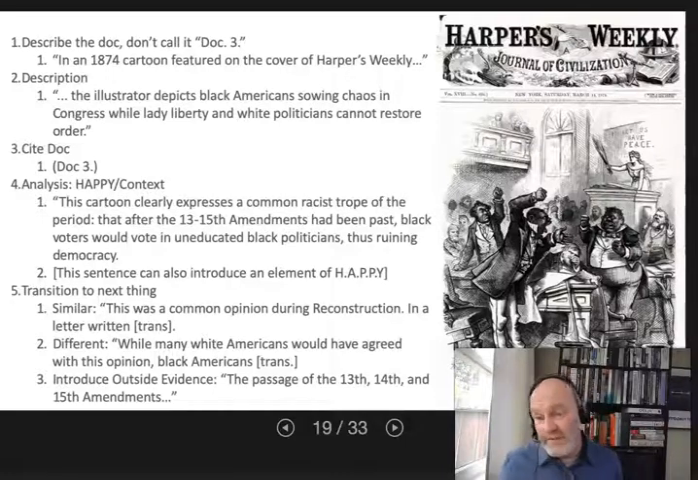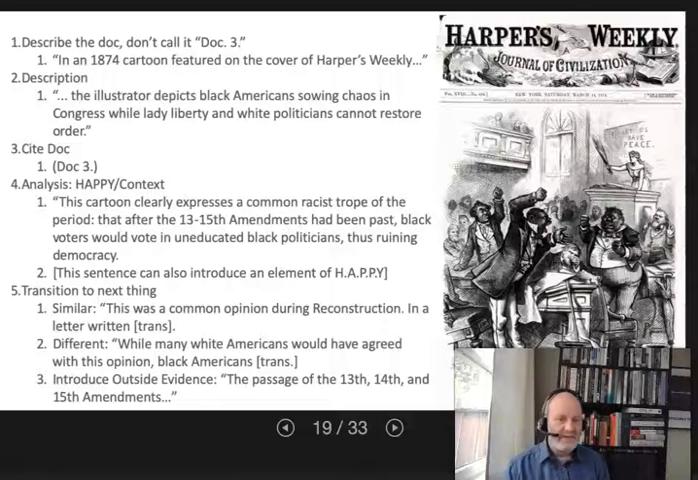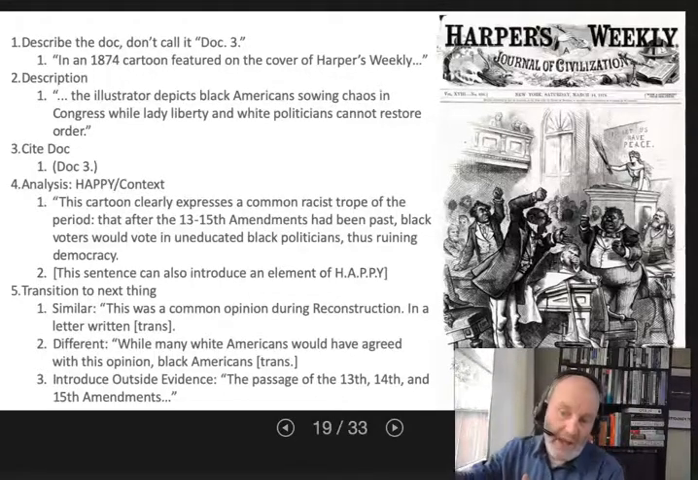If I wanted to be really explicit, this cartoon is clearly written for an audience that would have welcomed racist tropes of that period. Or, this cartoon is clearly illustrated from the perspective of an illustrator who thinks this, that, the other. And then you transition, right? Do your happy, do your outside evidence, and then, again, very formulaic. This was a common opinion during Reconstruction. Another document that's similar, right? Just a transition sentence. If I want a little nuance here, well, many white Americans would have agreed with this opinion. Black Americans, transition, new document, right?